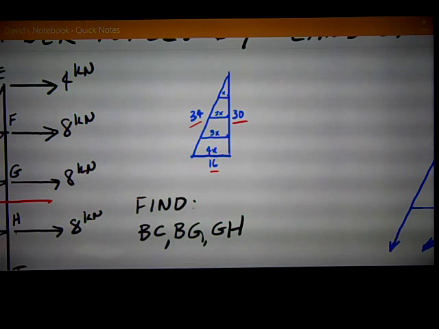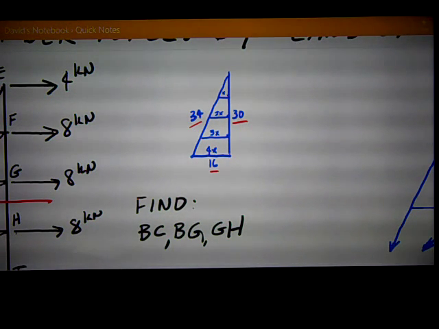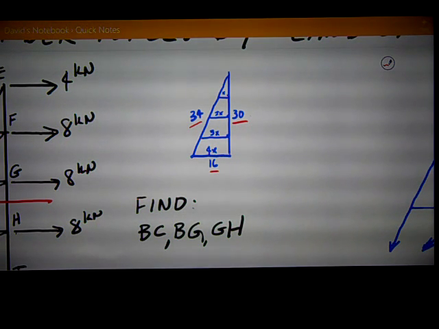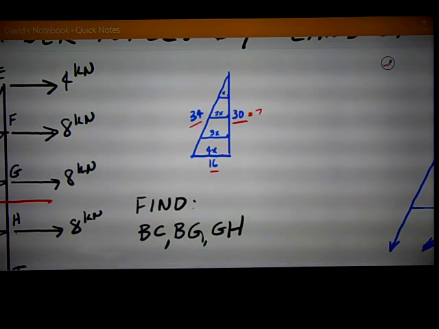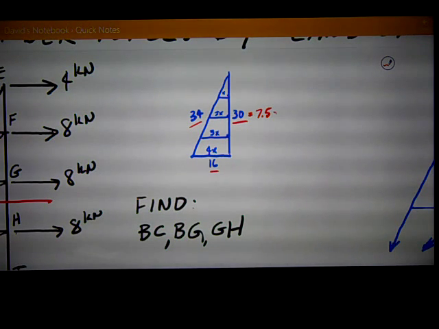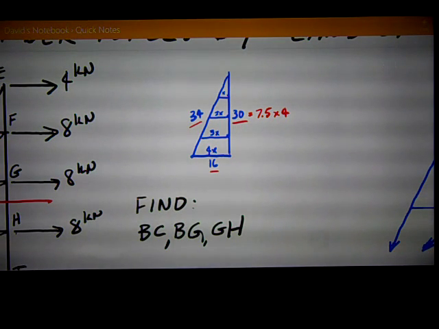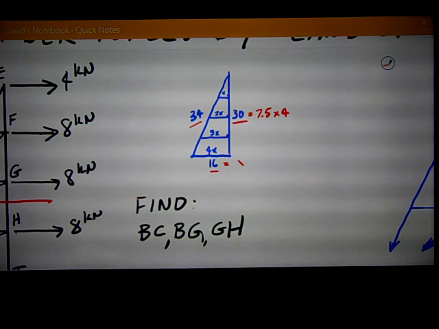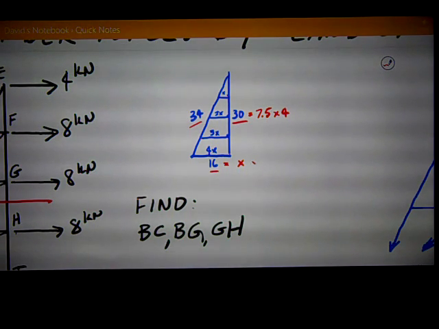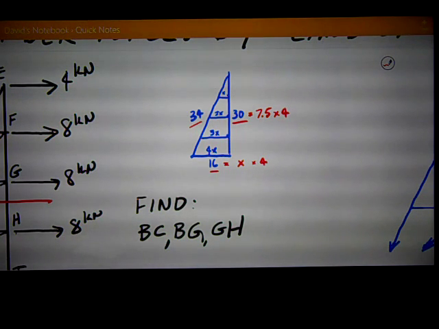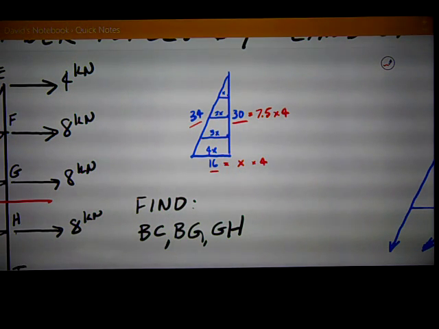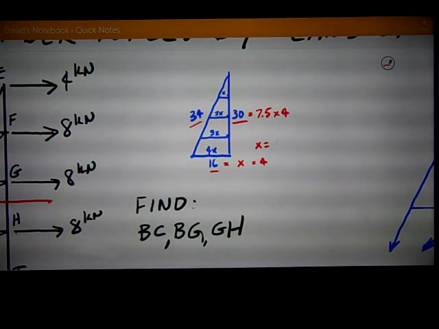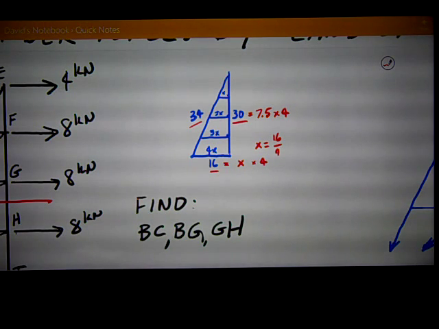And so one way of looking at the similar triangle problem is to say, well, the vertical is divided into 4 units. So 30 is 7.5 meters times 4. Therefore, 16 has got to be x times 4. Same number of increments. So we can quickly solve for x is equal to 16 divided by 4, or 4 meters.